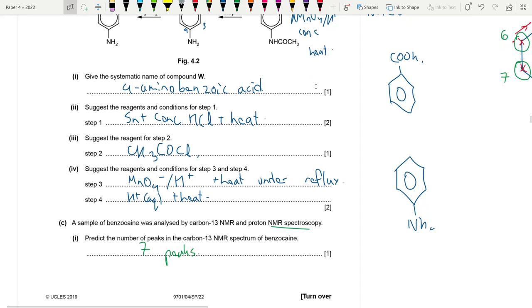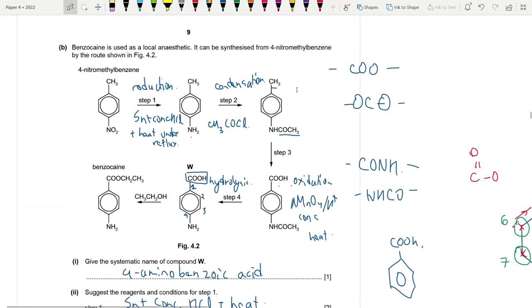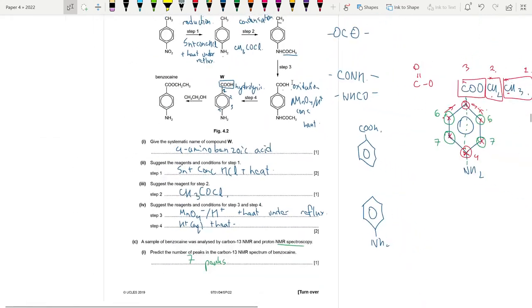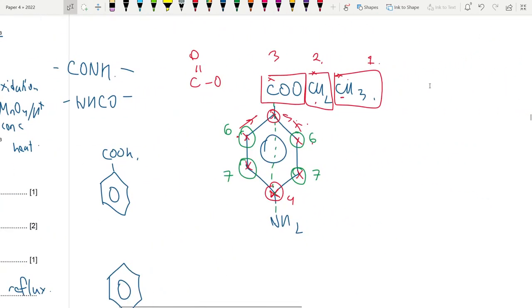So a sample of benzocaine was analyzed by carbon 13 NMR and proton NMR spectroscopy. Predict the number of peaks in carbon 13 NMR for benzocaine. Okay, so for carbon 13 NMR, it's always about symmetry. Okay, so hear me out. This is how you do it. I've drawn benzocaine over here. Okay, this is benzocaine.